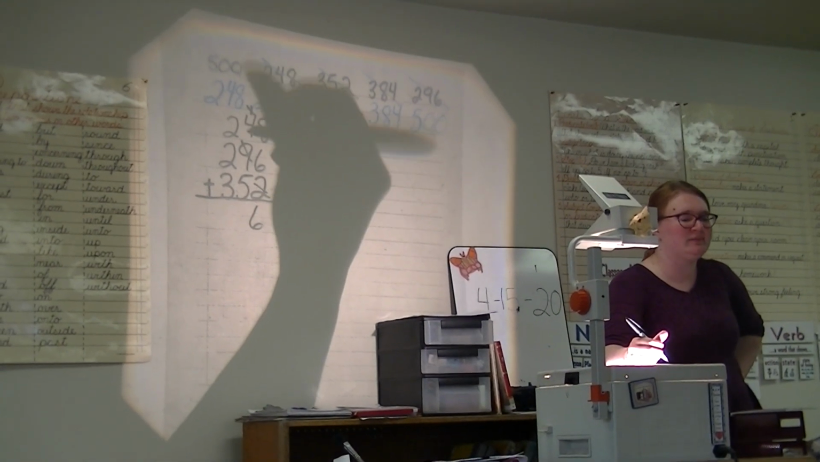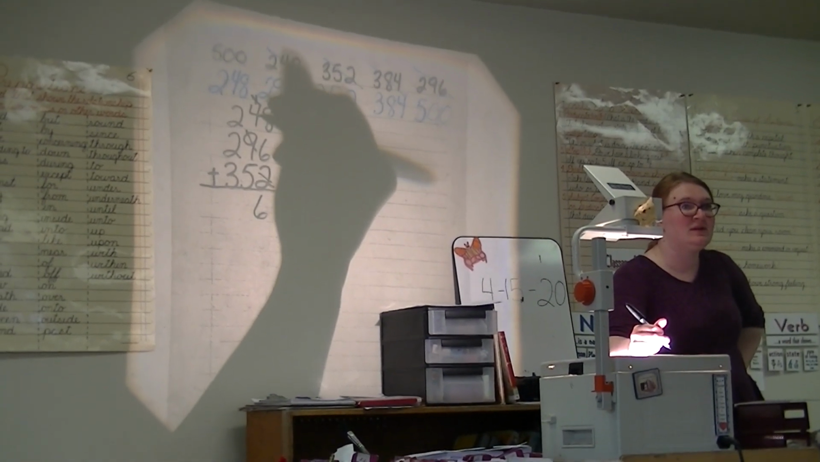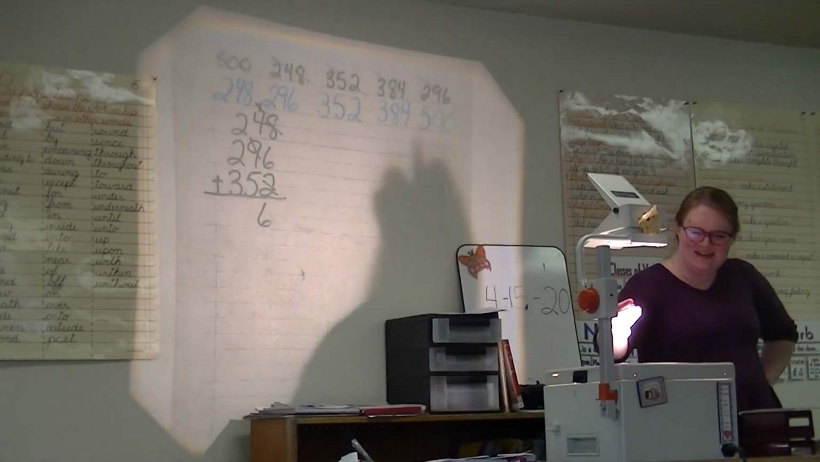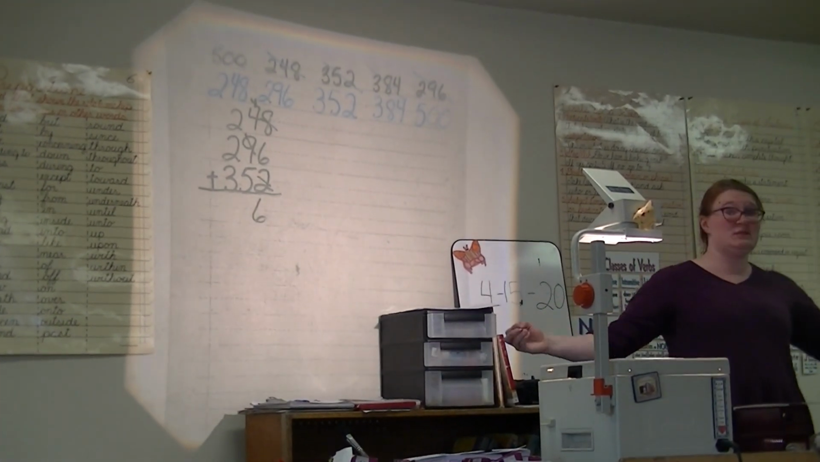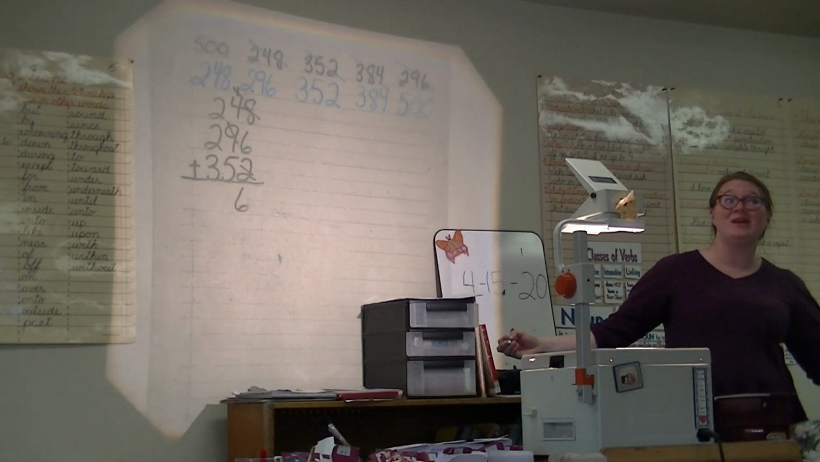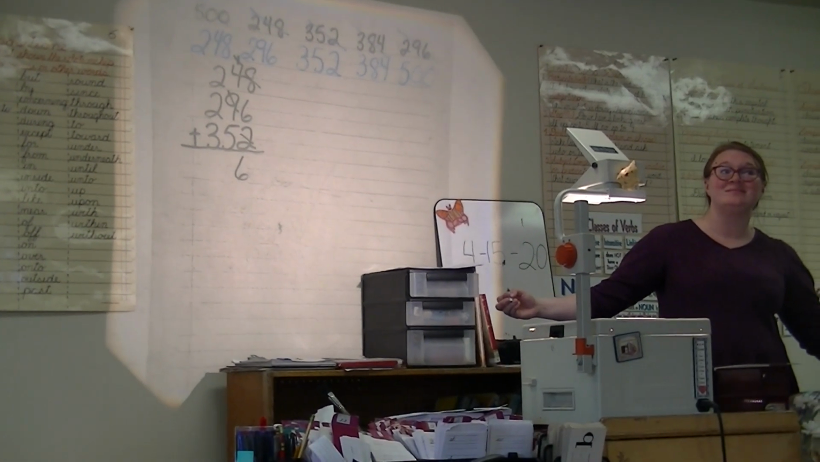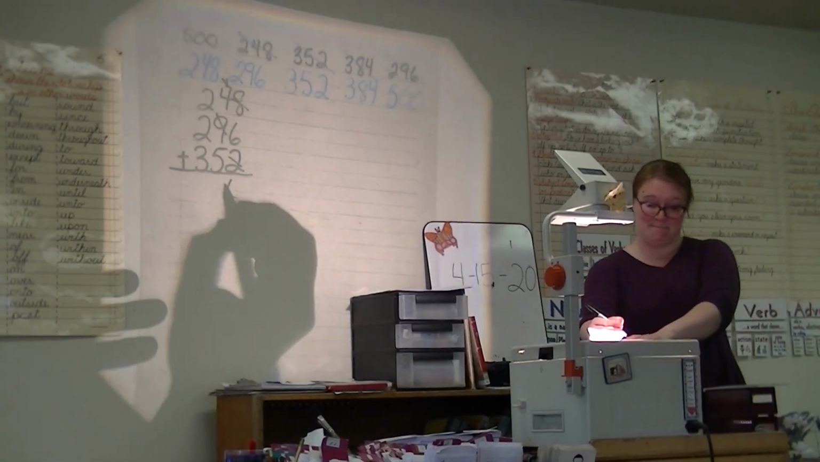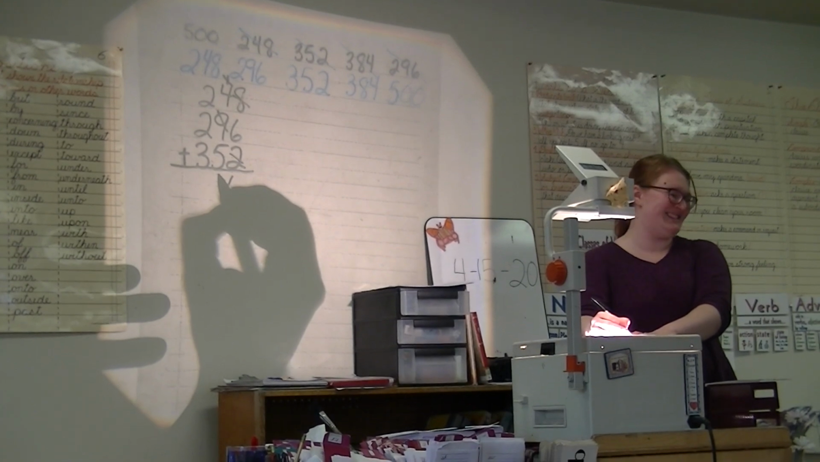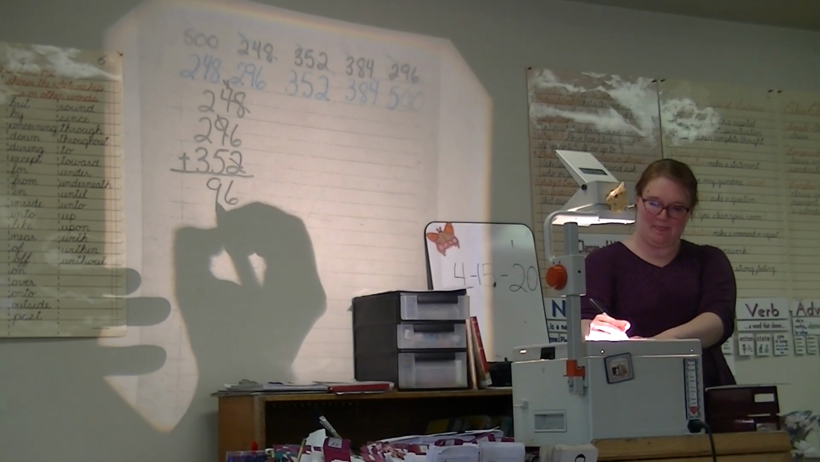4 plus 5 is 9. So Elena, what is 9 plus 10? 19. 19, easy. Oh, but I can't put 2 numbers in one column. What do I have to do, Rembrandt? Write my 9 and carry up 1.